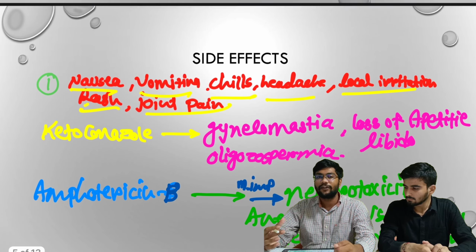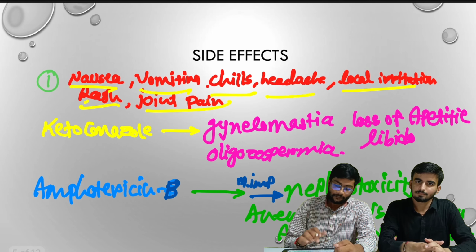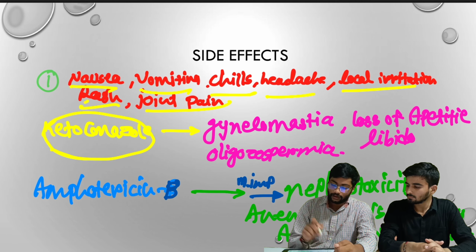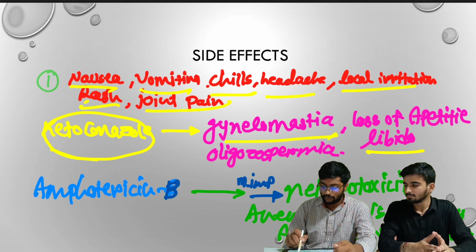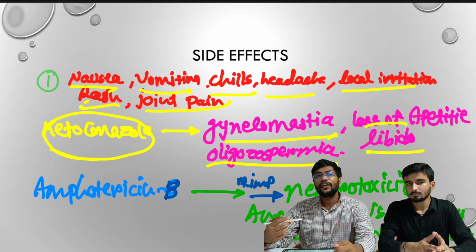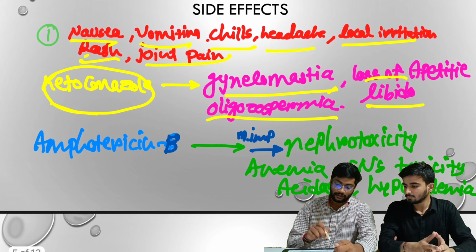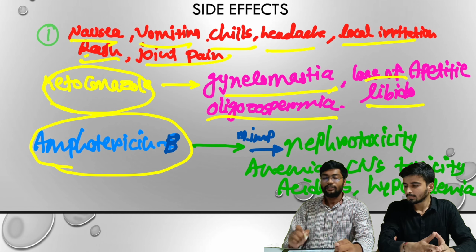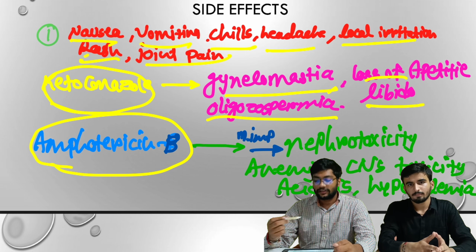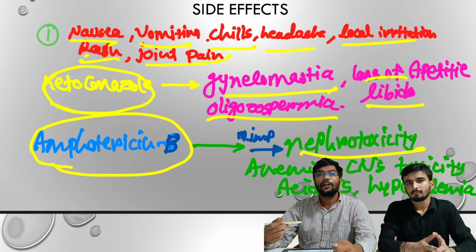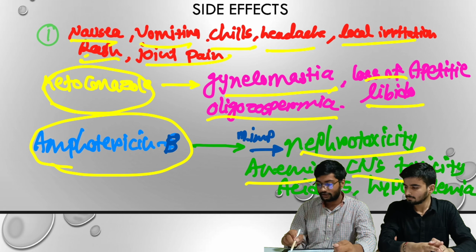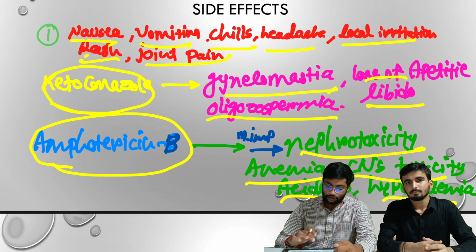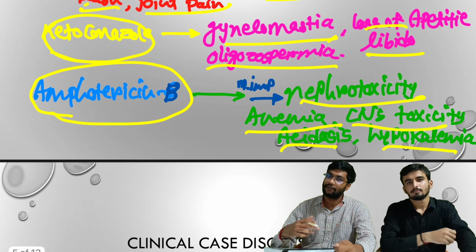There are some specific side effects which you have to study for the next exam. For example, let's talk about ketoconazole. Ketoconazole has the specific side effects of gynecomastia, loss of libido, and oligozoospermia. Now we have to study another important drug, amphotericin B. The most important side effect of amphotericin B is nephrotoxicity, so we have to check the renal function test before giving the drug to this patient. The other side effects of amphotericin B are anemia, CNS toxicity, acidosis, and hypokalemia. So these are the common side effects and the specific side effects of some drugs.